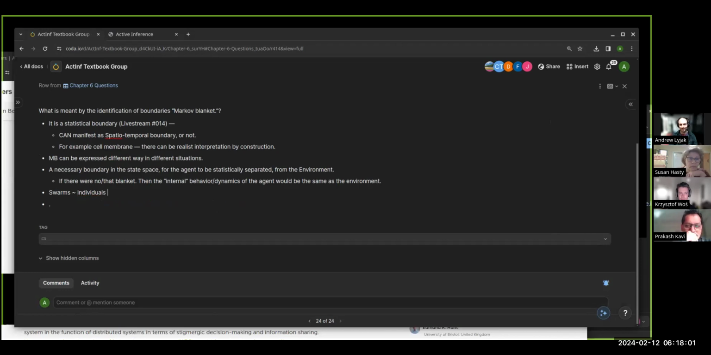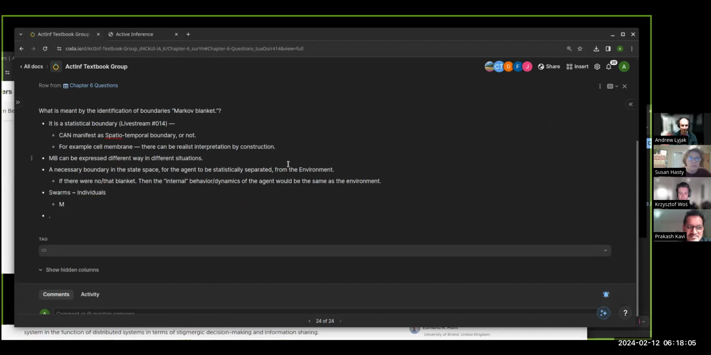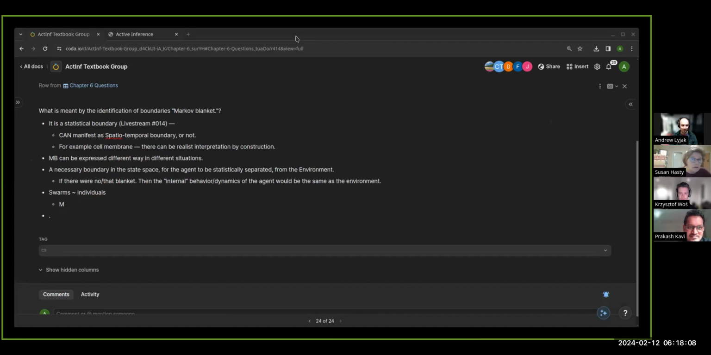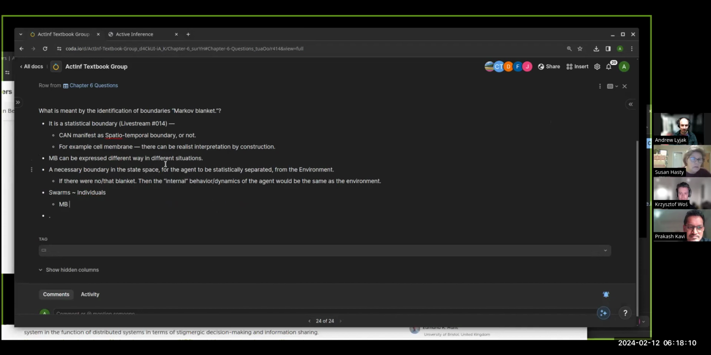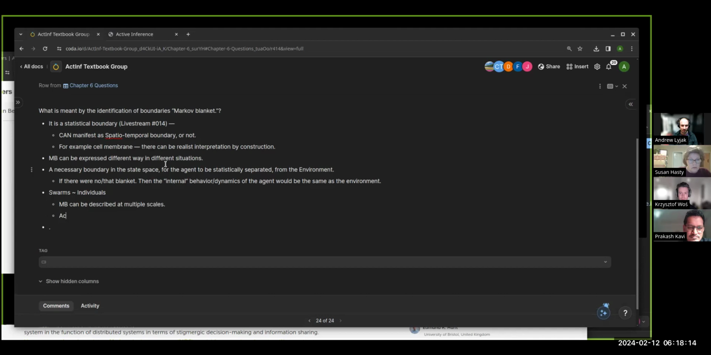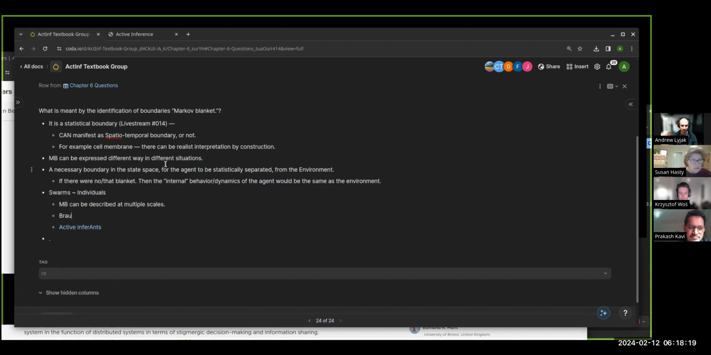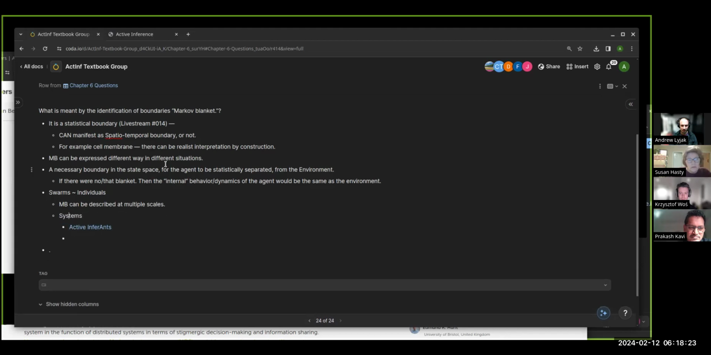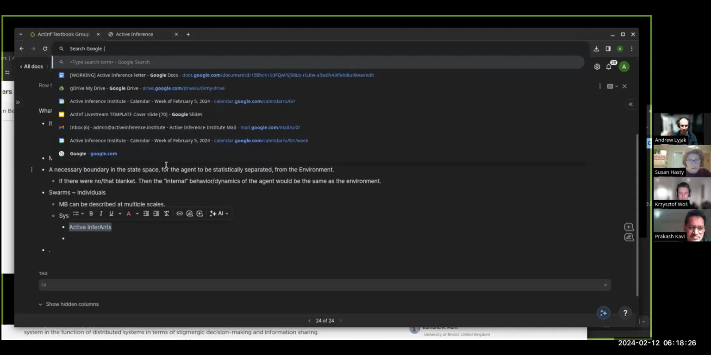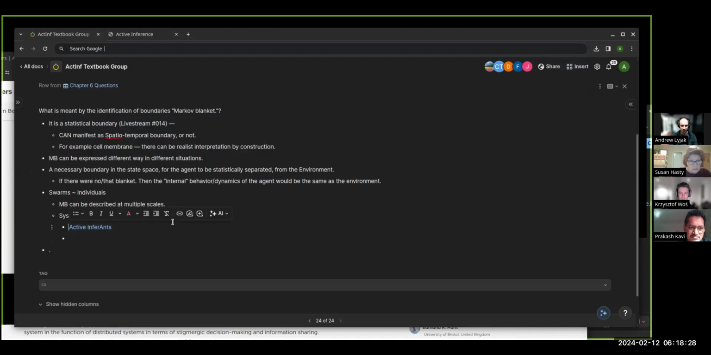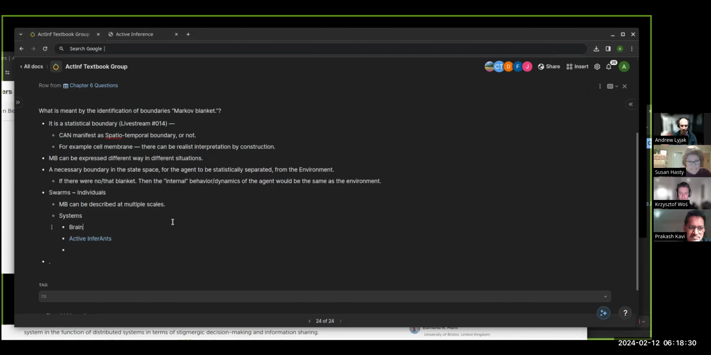Yeah, that's a very great question. So you see, Markov blankets can be described at multiple scales. Let's take the brain as an example. We can draw a Markov blanket around single neurons, or around particular neural circuits, or around the whole brain. And even further than that, around the whole organism.